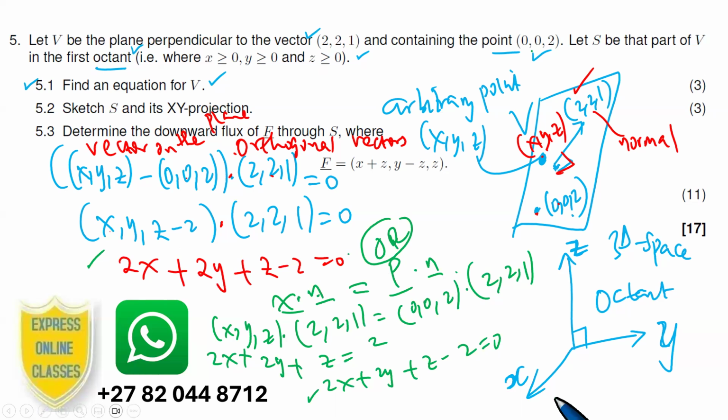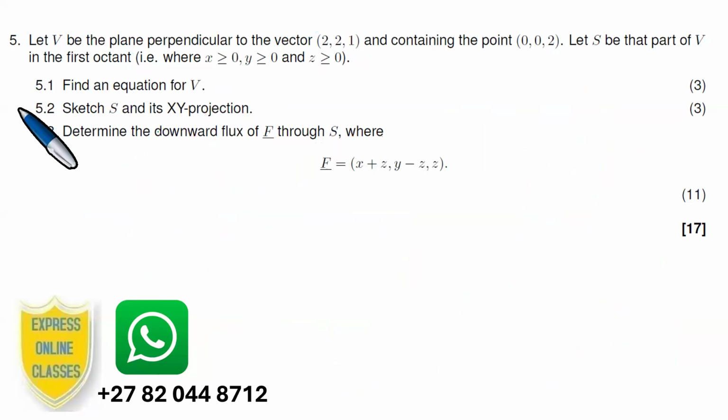Any questions about finding an equation for V, the plane? No. Okay, good. Now we move to the next question: sketch S and its XY projection. Let's analyze this and focus on the XY projection.